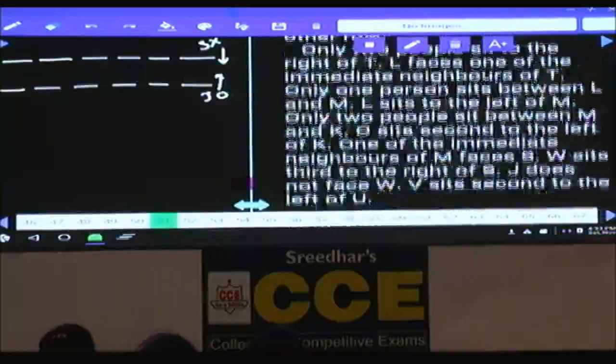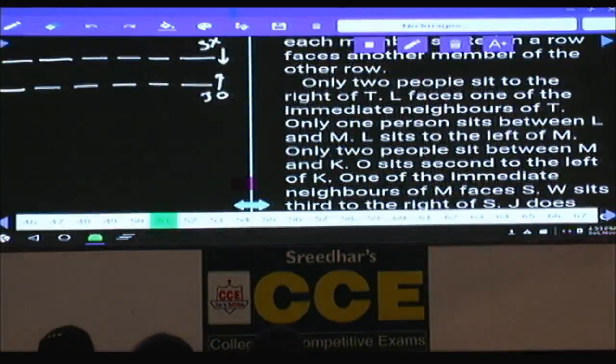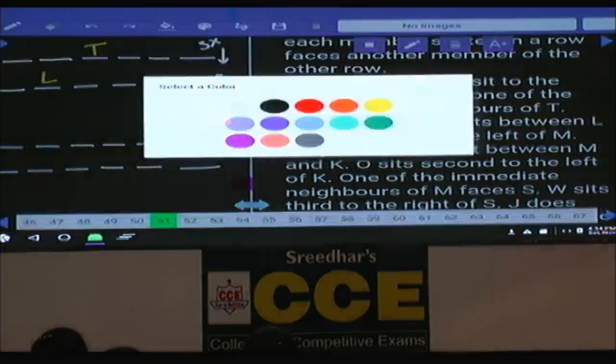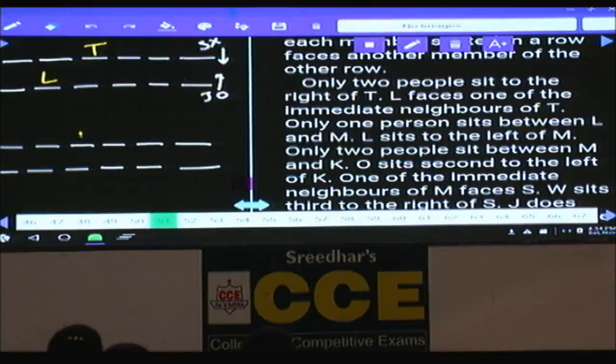Then coming to condition number 1. Only 2 people sit to the right of T. As only 2 people sit to the right of T, T is here. L faces one of the immediate neighbors of T. As L faces one of the immediate neighbors of T, L can be here, that is one possibility. Then what is the other possibility? Again 1, 2, 3, 4, 5, 6 in both rows. Then in this one, T is here and L sits facing one of the immediate neighbors of the person facing T.